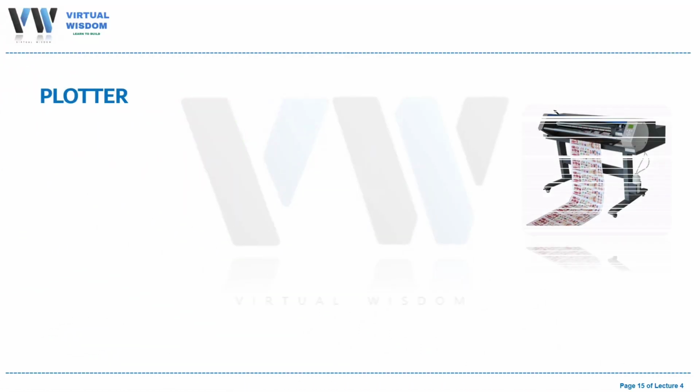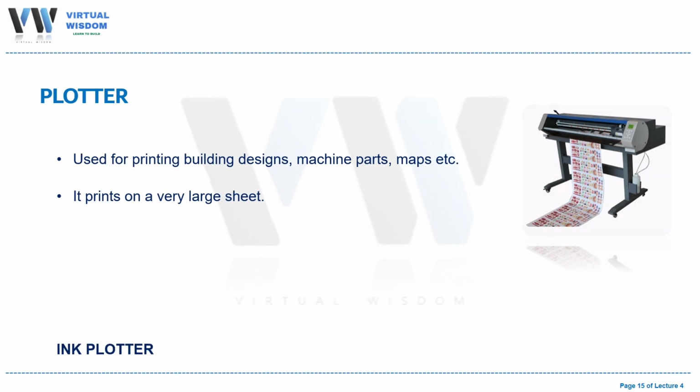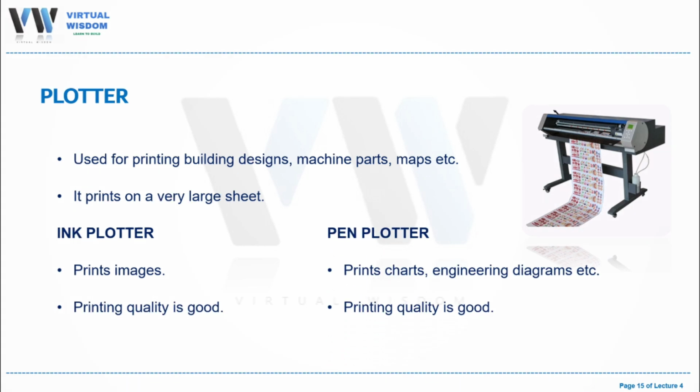After printers, a device named plotter is used for printing purposes. It is mainly used for printing building designs, machine parts, maps, charts, etc. It can print images or information on large sheets which printers cannot. It also has two types: an ink plotter and a pen plotter. An ink plotter prints images only. Its printing quality is good. But on the other hand, there is the pen plotter, which is used for printing engineering diagrams, charts, maps, etc. Its printing quality is better than the ink plotter.